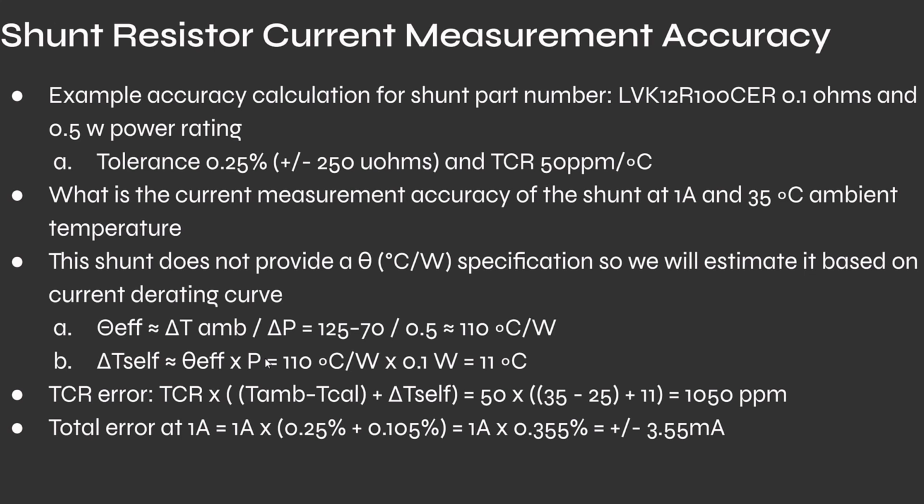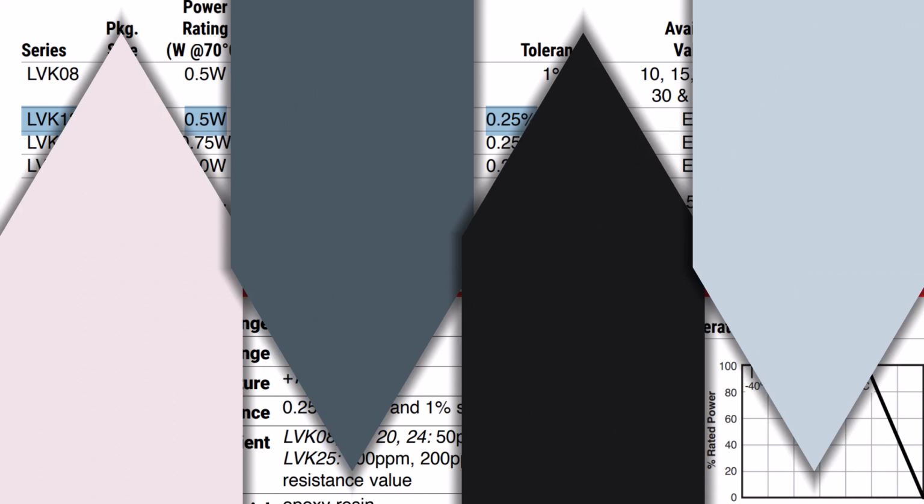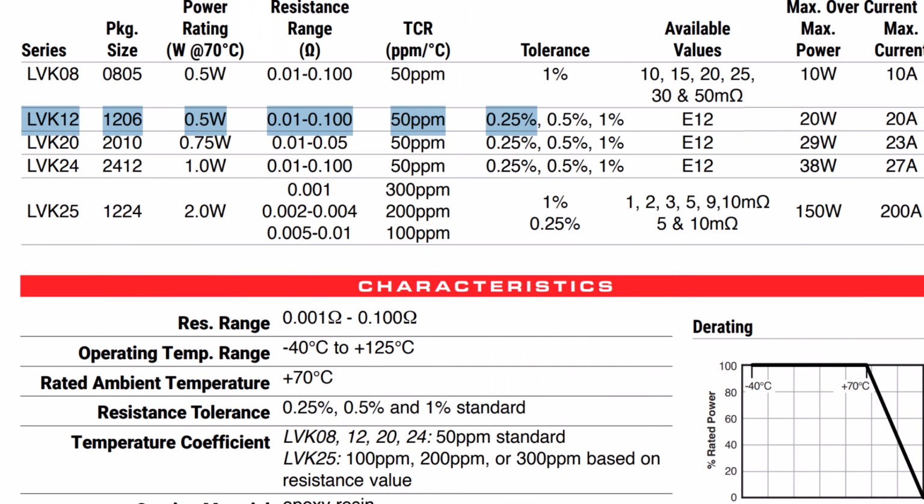But the one that's tough to get is the self-heating one, because this shunt does not give us a thermal resistance specification. So let's look at this shunt's data sheet to talk about how we can estimate that self-heating specification. We're looking at the data sheet for the shunt, and I highlighted the one we're looking at. And you can see there's the power rating.